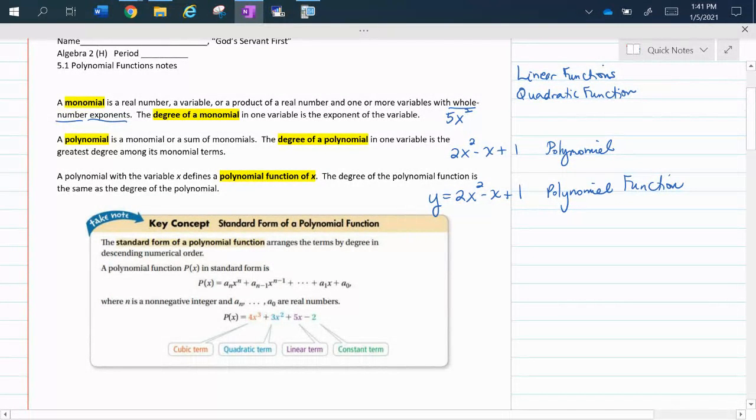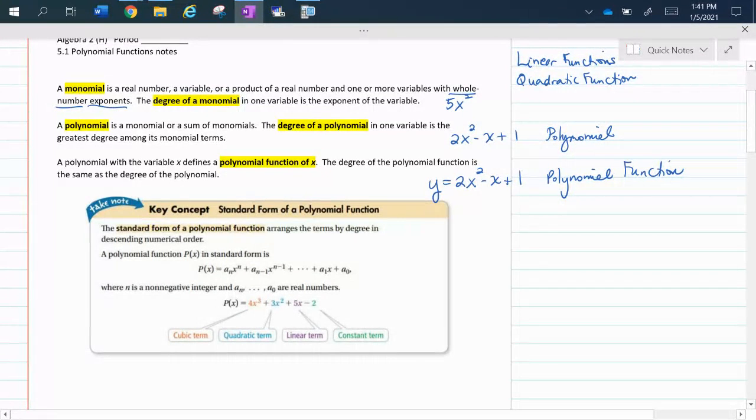Okay, so here's some more terminology here. The standard form of a polynomial function arranges the terms by degree in descending order. So highest degree down to lowest degree. So we put a polynomial in standard form. It's called standard form. Think about standard form of a quadratic, ax squared plus bx plus c. That's going to give us a polynomial in standard form. If the degrees are arranged in descending order, then it is a polynomial function in standard form.